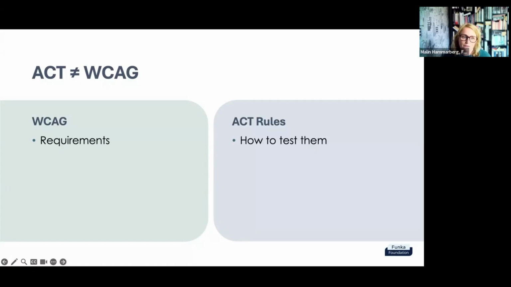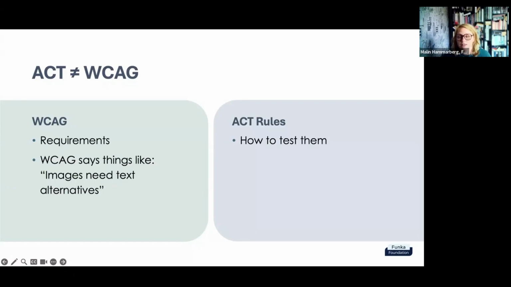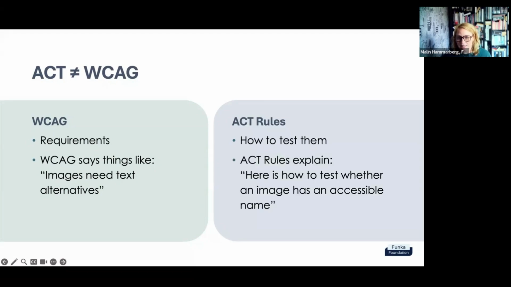So, for example, if WCAG says the image must have an alternative text that serves the same purpose, the ACT rule can test things like whether an image has an accessible name or whether the image is marked as decorative. But they cannot fully test whether the text alternative actually represents the purpose of the image. So an ACT rule tests parts of the requirement, not the whole requirement. Even if an ACT rule passes, you still need to use human judgment to decide whether the WCAG requirement is actually fulfilled.